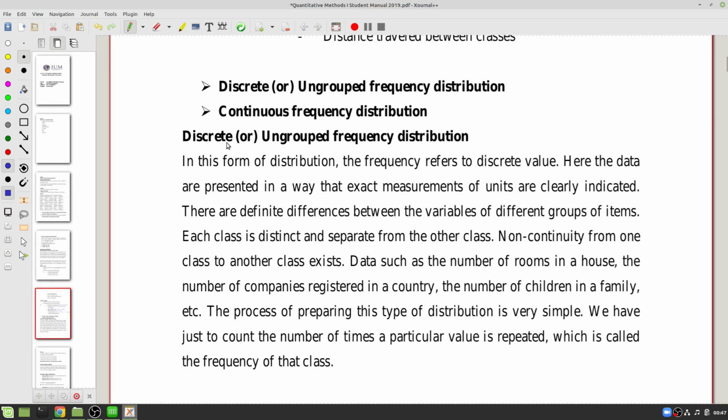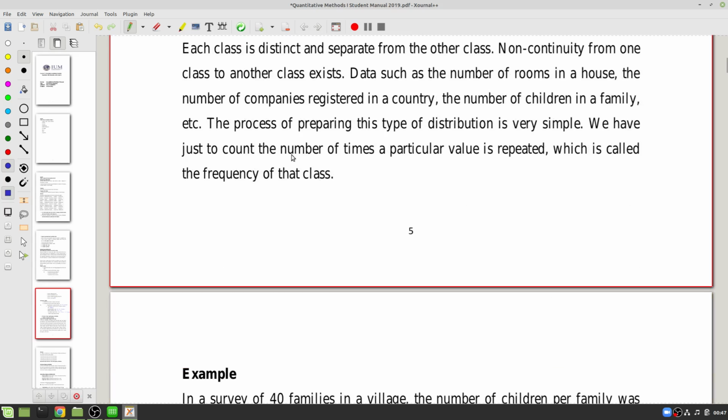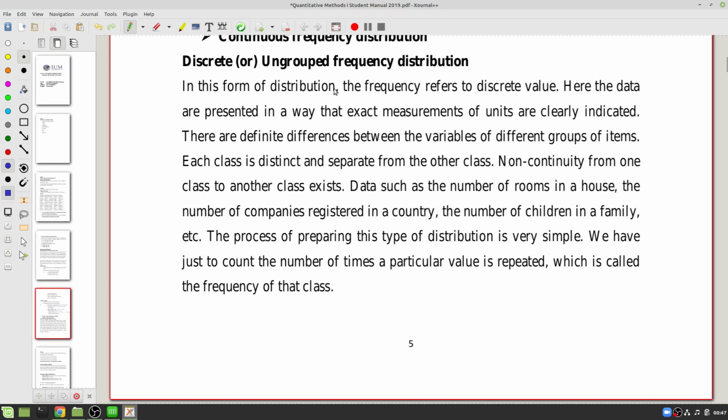All right, so discrete or ungrouped frequency distributions. Let's have a look at what this says here. In this form of distribution, the frequency refers to discrete value. Here the data are presented in a way that exact measures of units are clearly indicated.